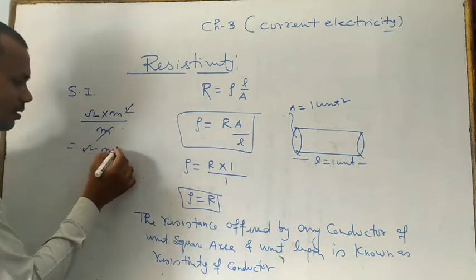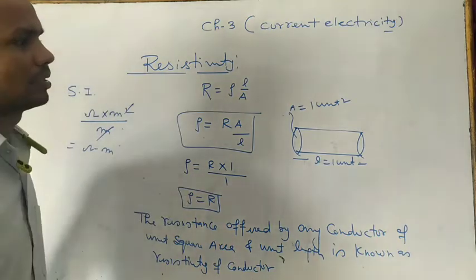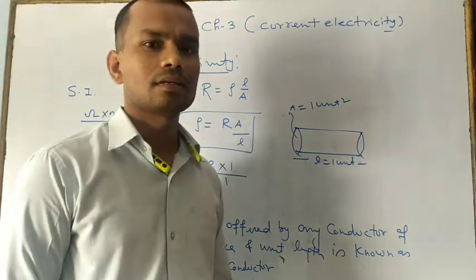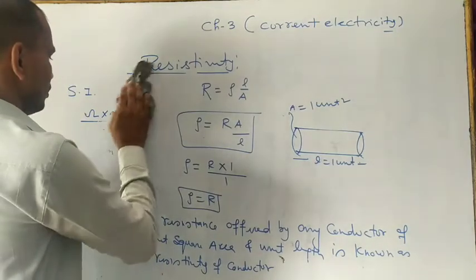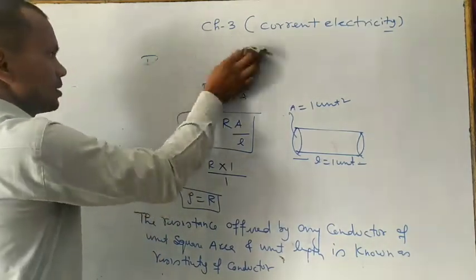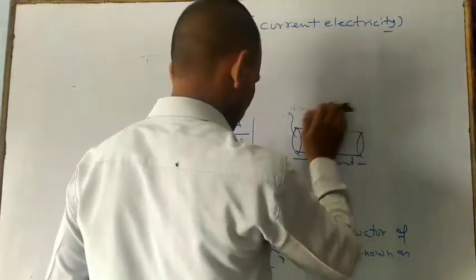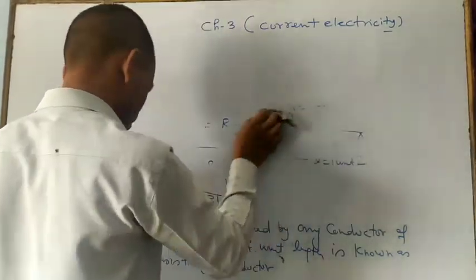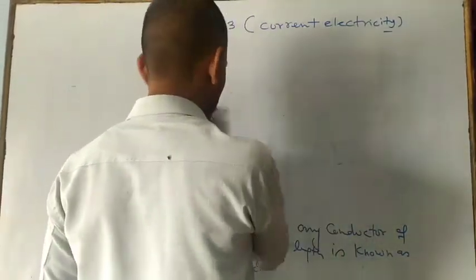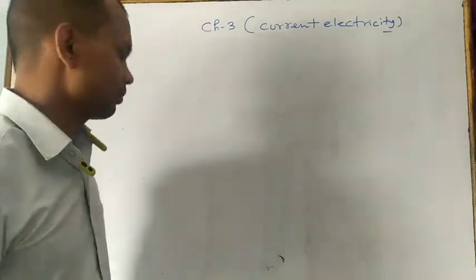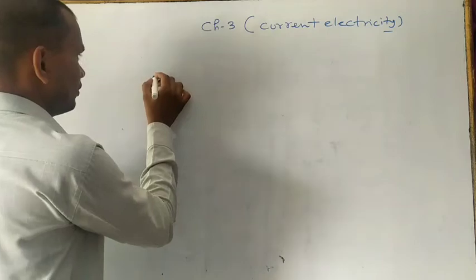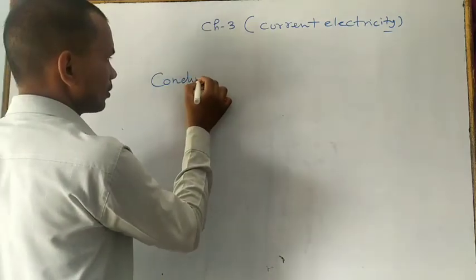So ohm meter, this is the SI unit of the resistivity, right? Now after this one, we are going to discuss about specific resistance. Now we are going to discuss about what is the meaning of conductance.